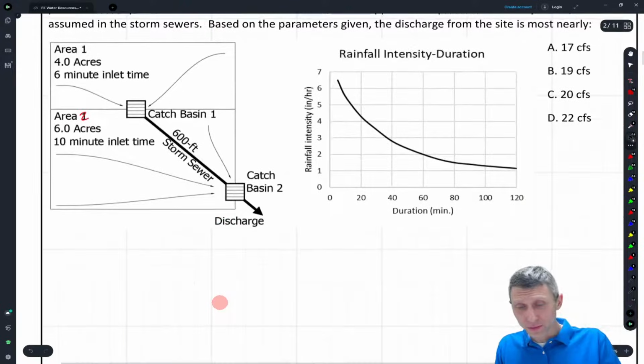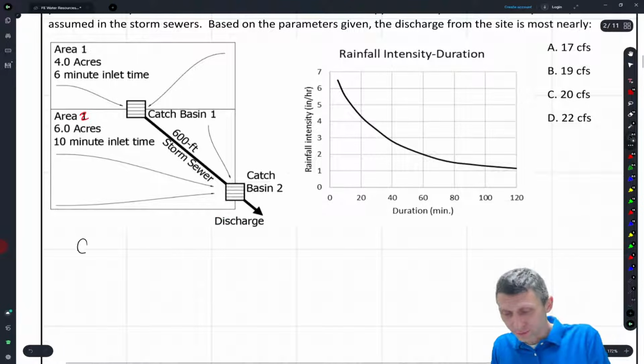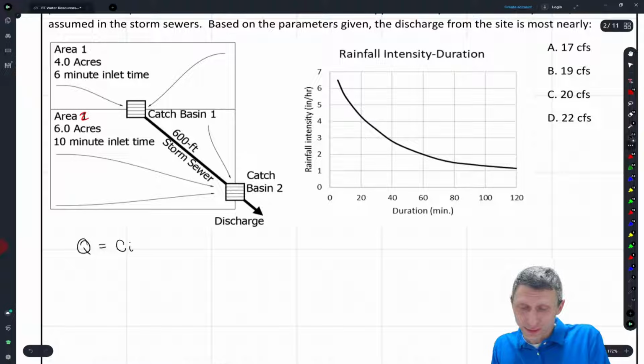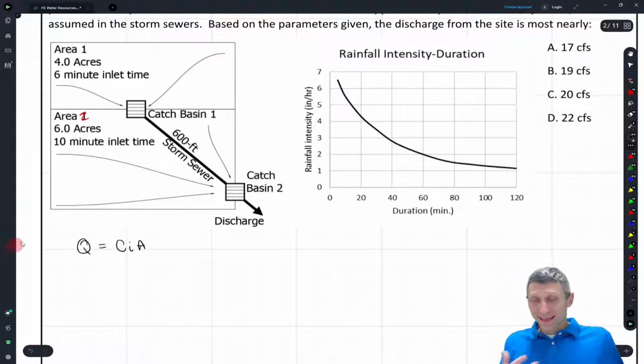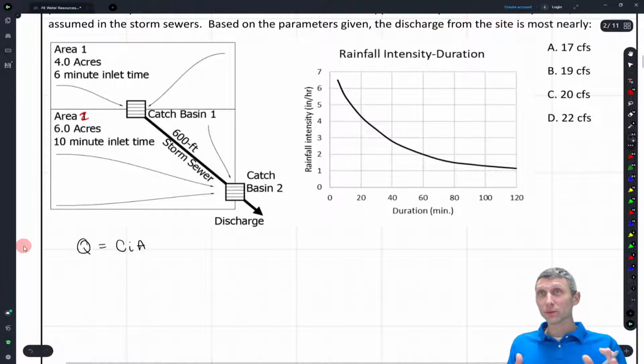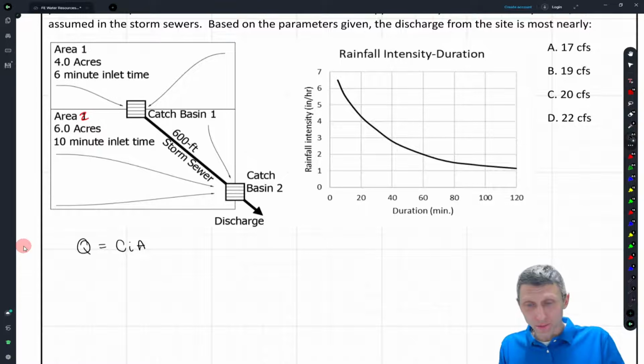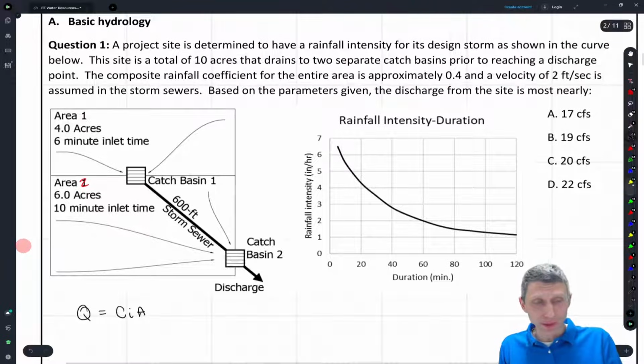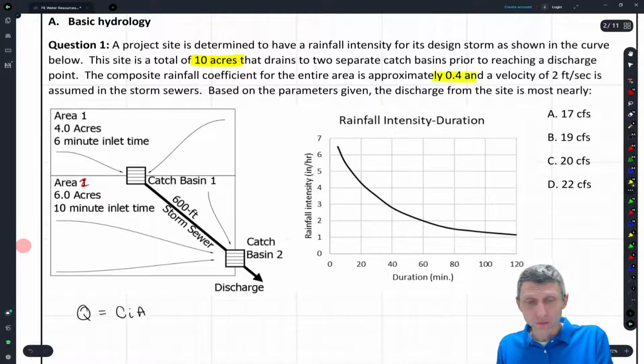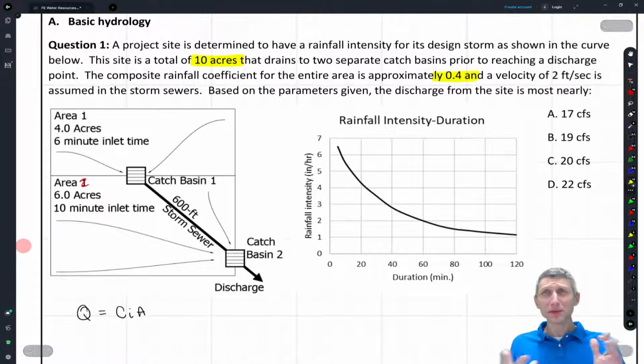So we know that we're going to say Q equals CIA. But then we have to figure out, well, we know the area is already 10 acres. So we know the area, and we know C, right? We're actually given these two parameters: the area A, and C of 0.4. Really the only thing that we have to do here is find the intensity.